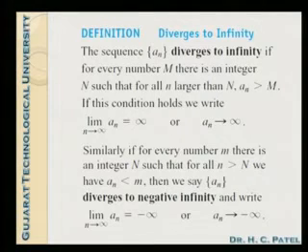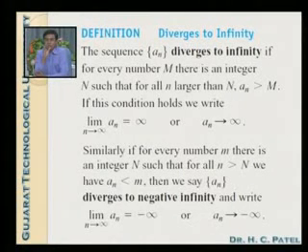The next definition is diverges to infinity. The sequence a n diverges to infinity if for every number M there is an integer N such that for all n larger than N, a n greater than M. If this condition holds, we write limit n tends to infinity a n is equal to infinity, or simply a n converges to infinity. Similarly, if for every number M there is an integer N such that for all n greater than N we have a n less than M, then we say that the sequence a n diverges to negative infinity, or a n tends to minus infinity. Next.